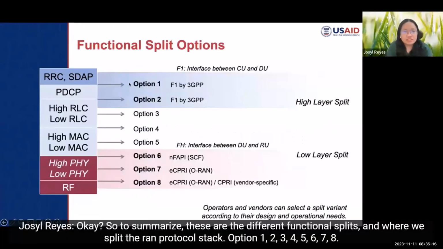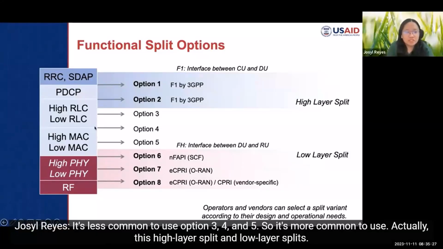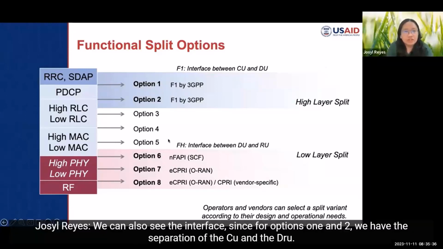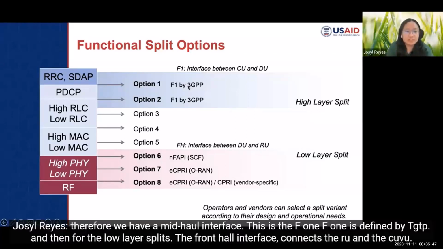Okay, so to summarize, these are the different functional splits and where we split the RAN protocol stack. Option 1, 2, 3, 4, 5, 6, 7, 8. It's less common to use options 3, 4, and 5. So it's more common to use actually the high layer splits and low layer splits. We can also see the interface, since for options 1 and 2, we have the separation of the CU and the DU-RU. Therefore, we have a mid-haul interface.